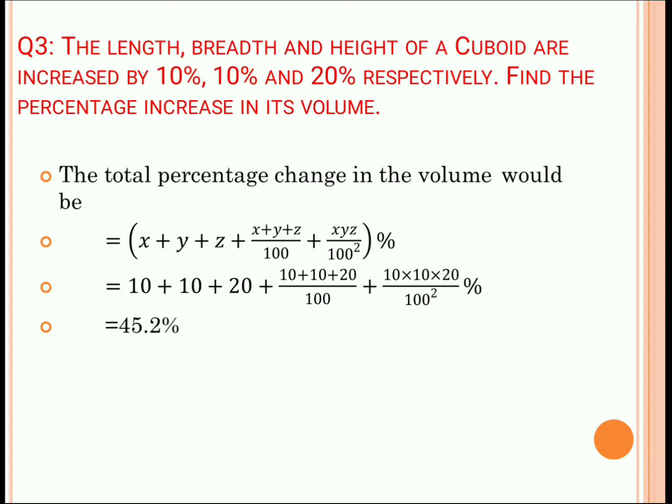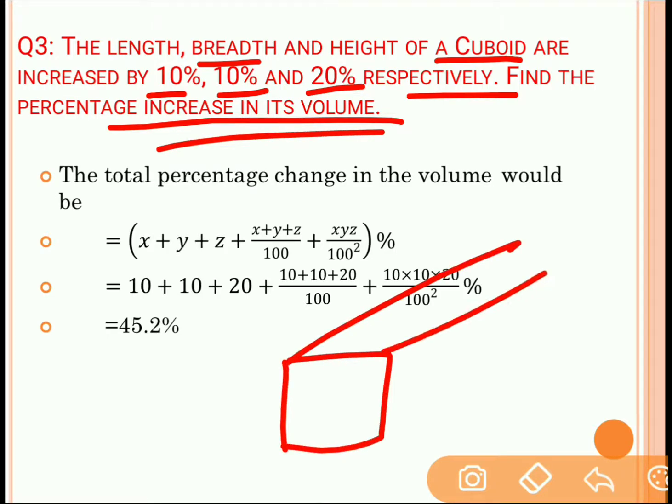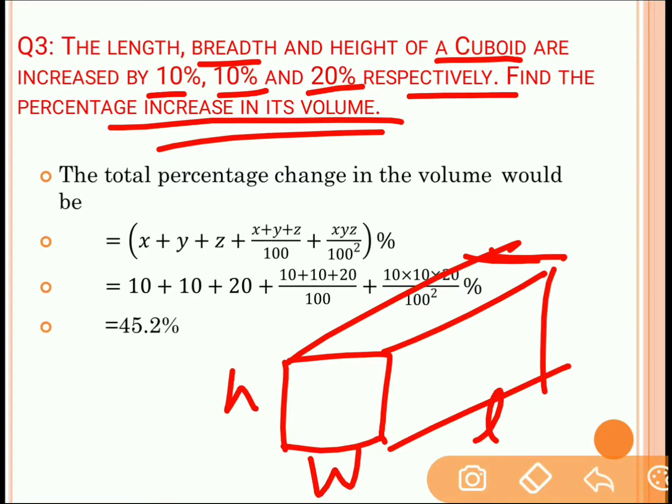Next problem, question 3. The length, breadth and height of a cuboid are increased by 10%, 10% and 20% respectively. Find the percentage increase in its volume. Now let's say that this is a cuboid. In a cuboid, L is length, W is width and H is height. Now length is increased by 10%, width is increased by 10% and height is increased by 20%. We need to find out the overall change in the volume, overall increase in the volume.